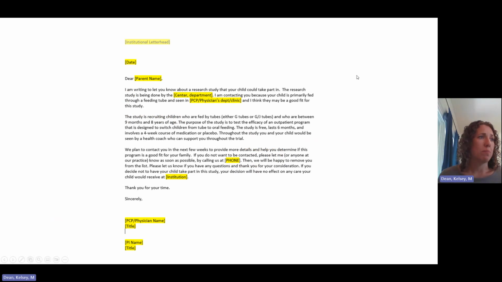So this is an example we used for one of our multi-site studies where we had multiple different institutions working with us, and we got this template letter approved, and then each site could put in their site-specific details on who they would actually be the one to contact. So we simplified it a little bit. We didn't put all the details, but we just put in, we plan to contact you in the next few weeks to provide more details. If you don't want to be contacted, please let me know or anyone at our practice as soon as possible by calling us at this number.